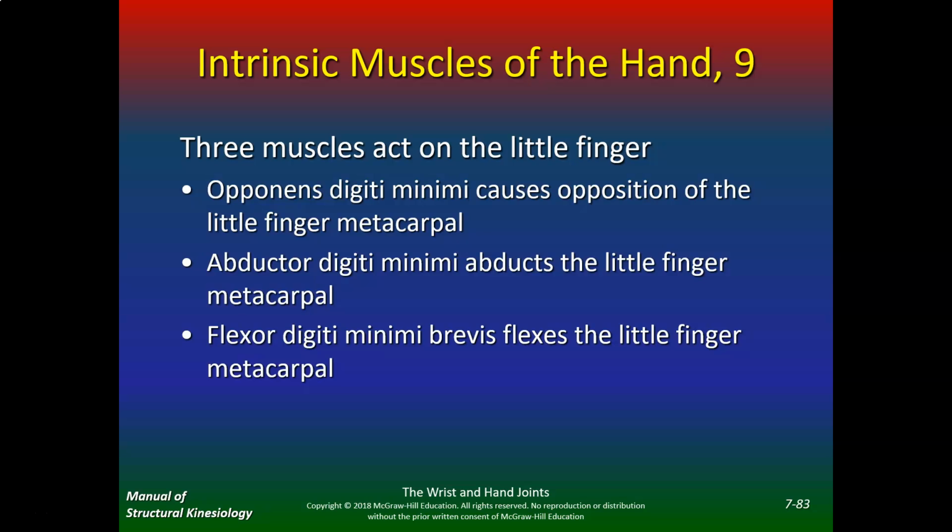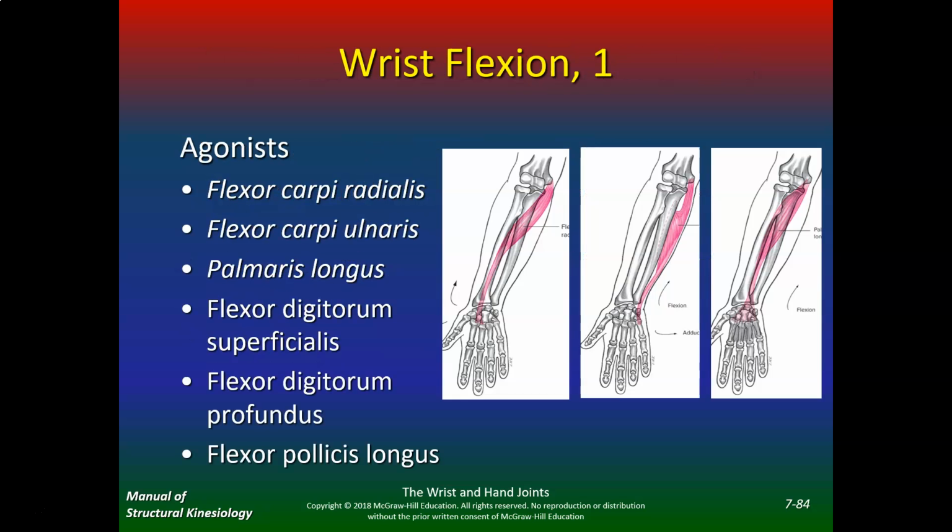3 muscles act on the little finger. Opponens digiti minimi causes opposition of the little finger. Abductor digiti minimi abducts the little finger. Flexor digiti minimi brevis flexes the little finger.